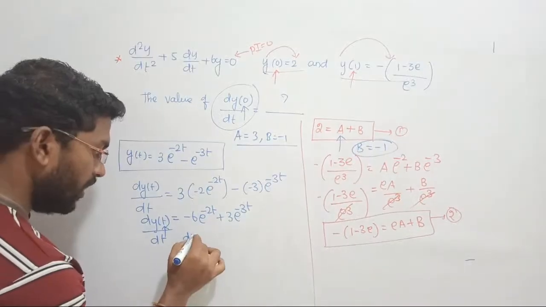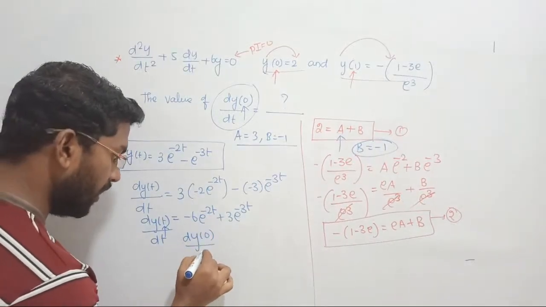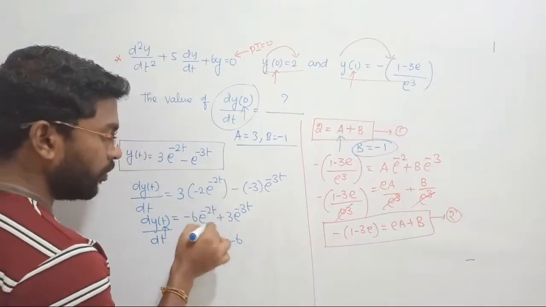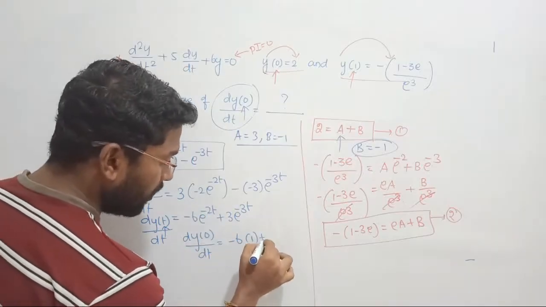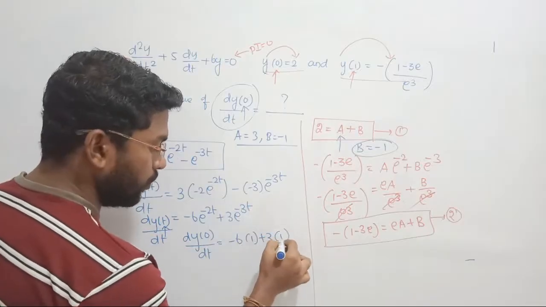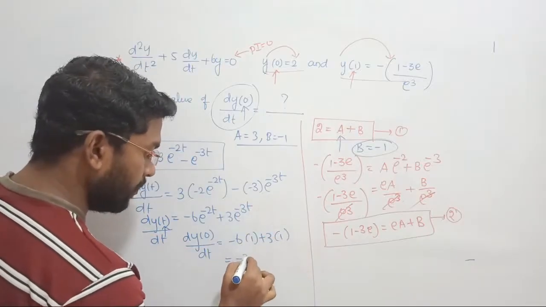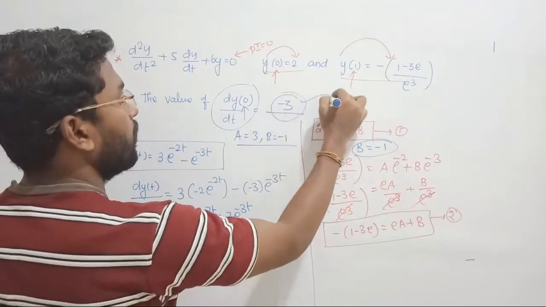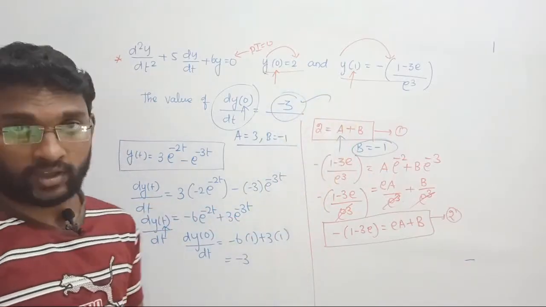Such that dy of 0 upon dt should be equal to, put 0 for t, minus 6 e power 0, which is 1, plus 3 into e power 0, that is also 1, such that minus 6 plus 3 will become minus 3. So the correct answer for your question is minus 3. Okay, see, that is how we are solving the questions, right?